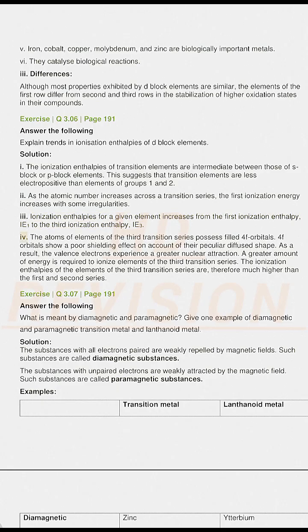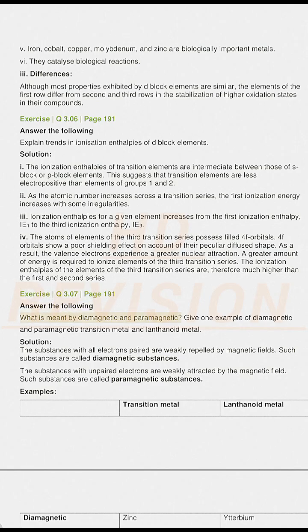4. The atoms of elements of the third transition series possess filled 4f orbitals. 4f orbitals show a poor shielding effect on account of their peculiar diffused shape. As a result, the valence electrons experience a greater nuclear attraction. A greater amount of energy is required to ionize elements of the third transition series. The ionization enthalpies of the elements of the third transition series are, therefore, much higher than the first and second series.